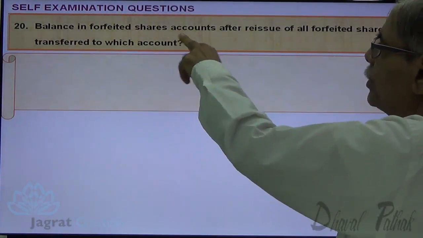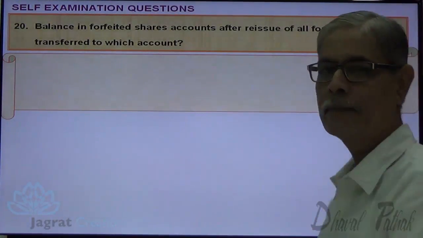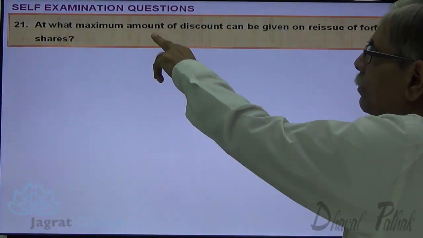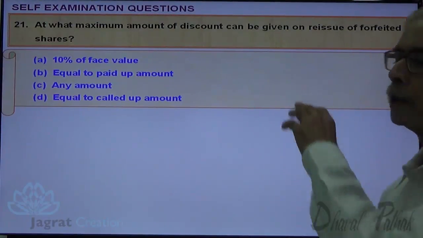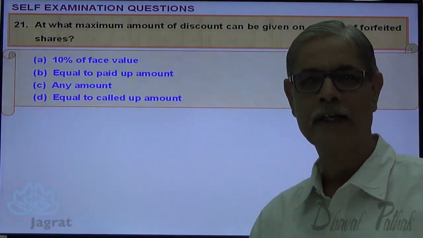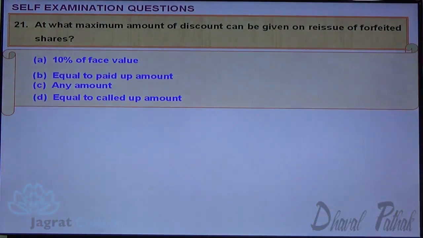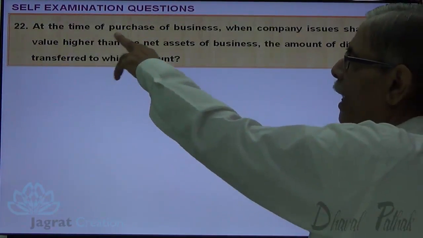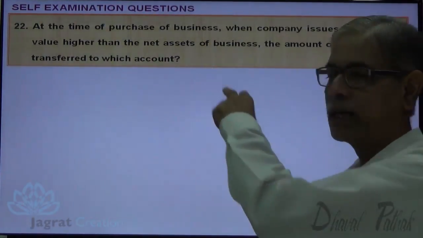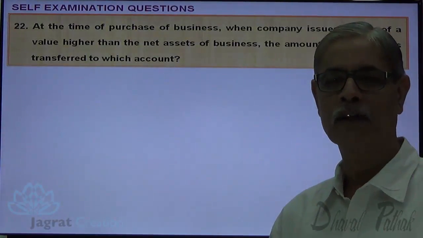The balance of forfeited shares account after reissue of all forfeited shares is transferred to which account? Capital reserve. At what amount of discount can be given on reissue of forfeited shares? So options are given. What could be the reissue discount? The reissue discount can never exceed the share forfeiture income that has occurred on forfeiture of shares, equal to paid up amount. At the time of purchase of business, when company issues shares at a value higher than net assets of the business, the amount of difference is transferred to which account? Goodwill account. The excess of purchase price paid over the net asset is known as goodwill.